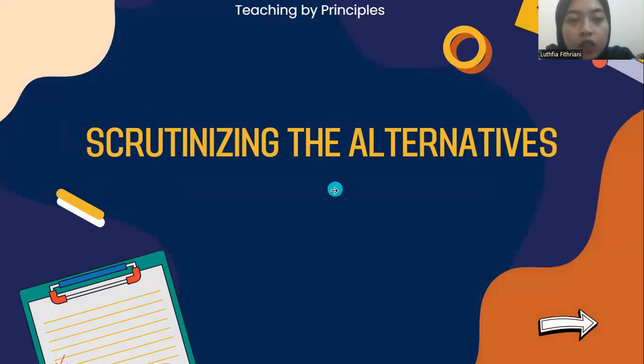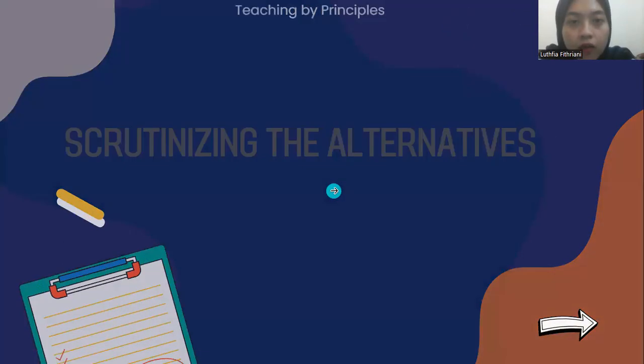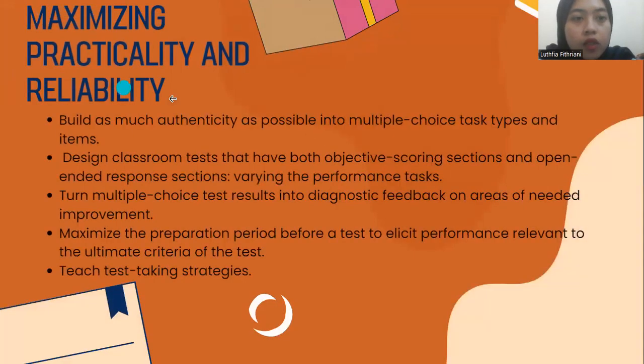Let's move to the last topic, that is scrutinizing the alternatives. Maximizing practicality and reliability. So how to maximize practicality and reliability? The teacher can build as much authenticity as possible into multiple choice task types and items. Design classroom tasks that have both an objective scoring section and an open-ended response section, varying the performance tasks. Turn multiple choice task results into diagnostic feedback on areas of needed improvement.